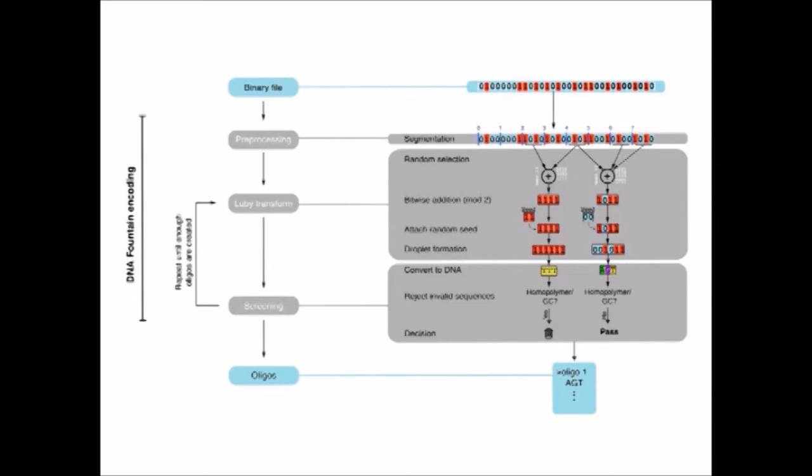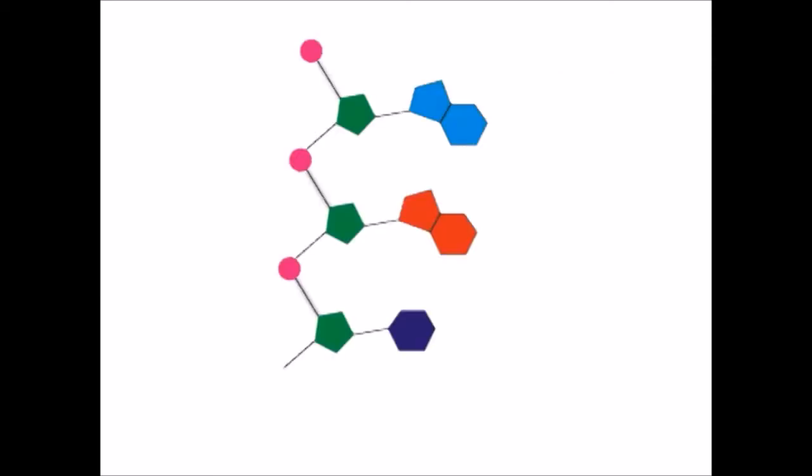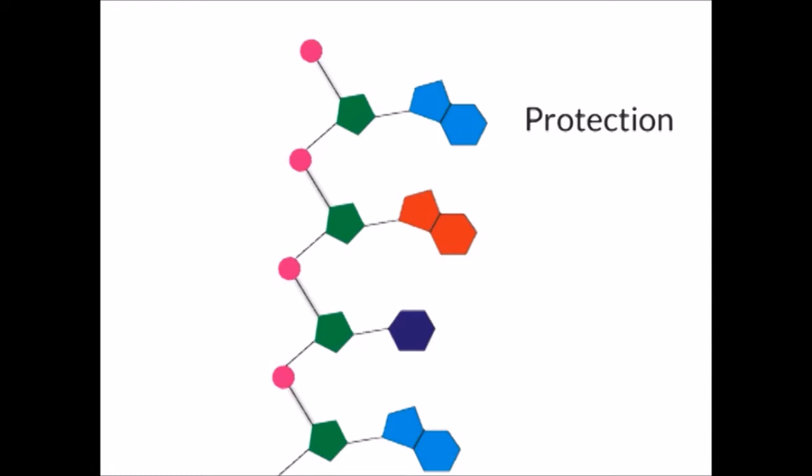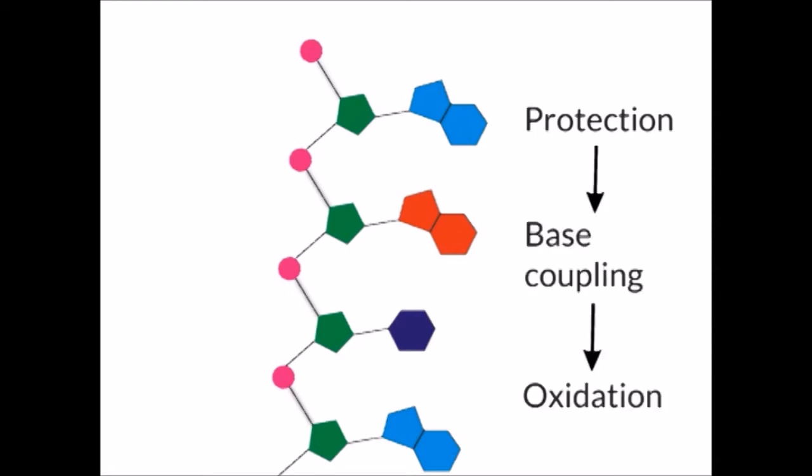The DNA oligonucleotides have extra tags added on them, which act like molecular markers, to help reassemble the data in the correct order when reading. These are then synthesized. Each base is added one by one, going through stages of protection, base coupling, and oxidation. This forms an oligo pool. After the DNA is synthesized, it is dried and put in a container to be protected from humidity and light.